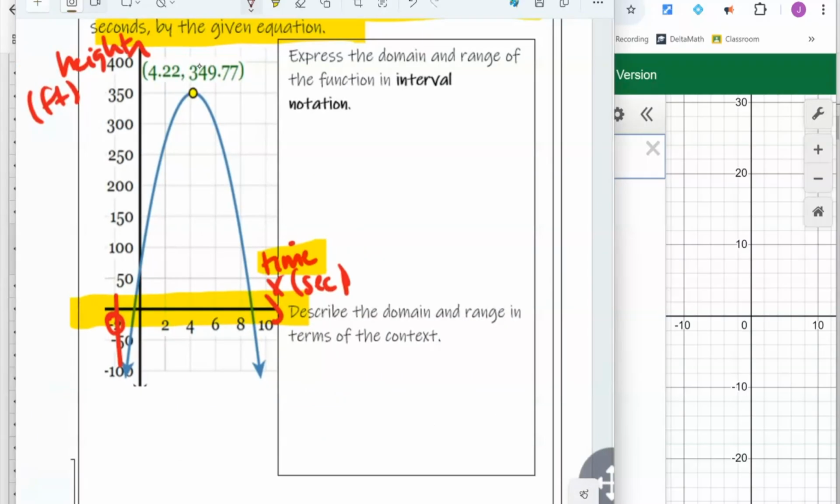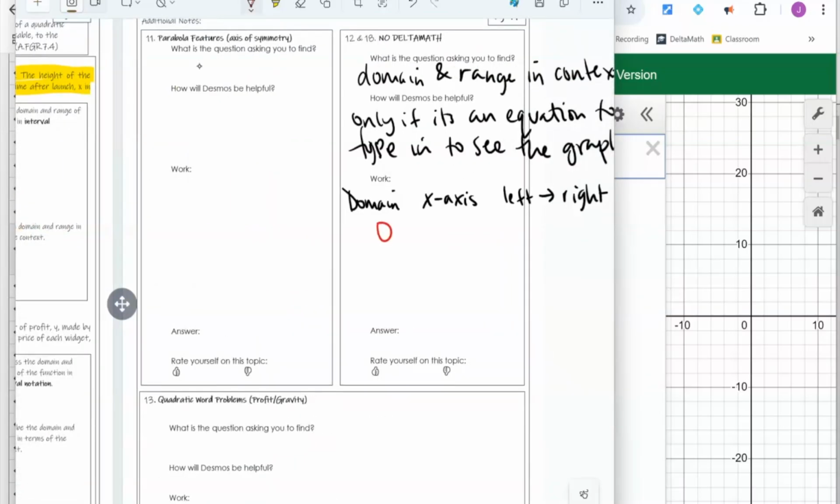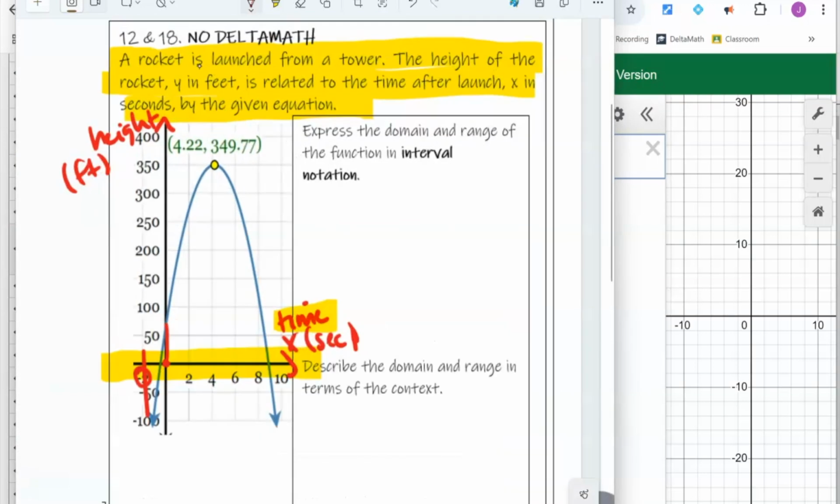All right, so my question is, can I have 0 time? Yes, and there is a graph at 0. Therefore, my domain can start at 0, okay? So it's from left to right. All right, how far can my domain go?